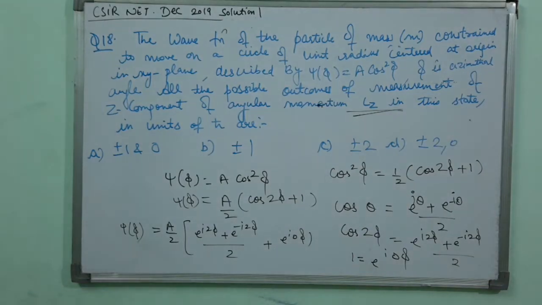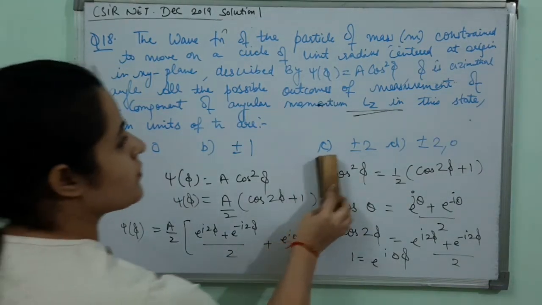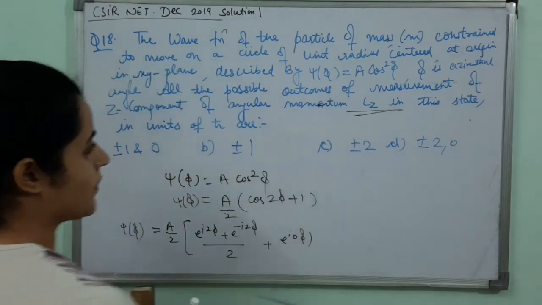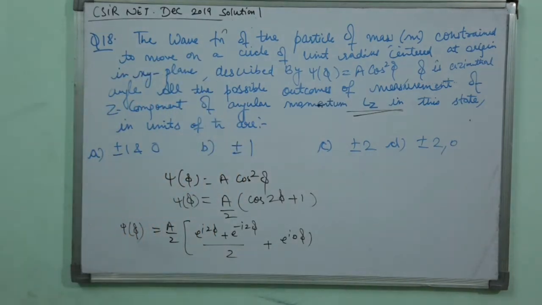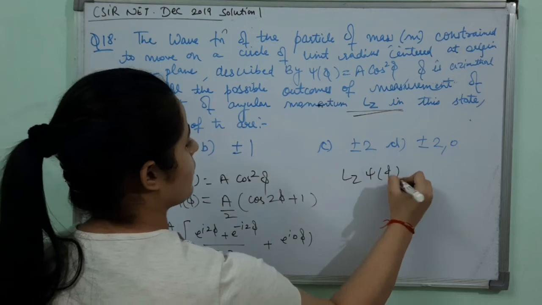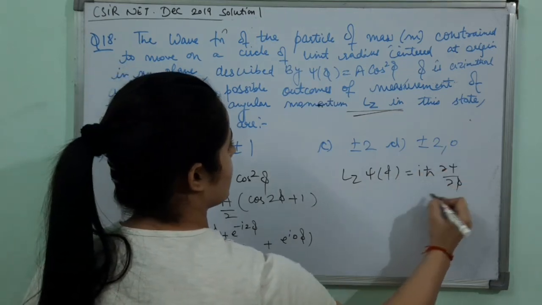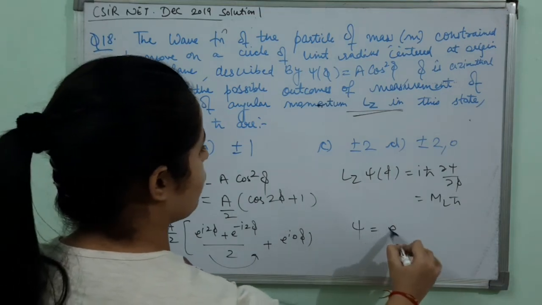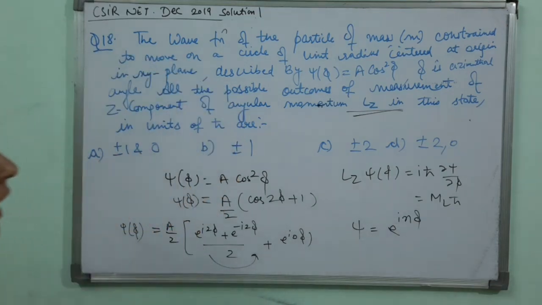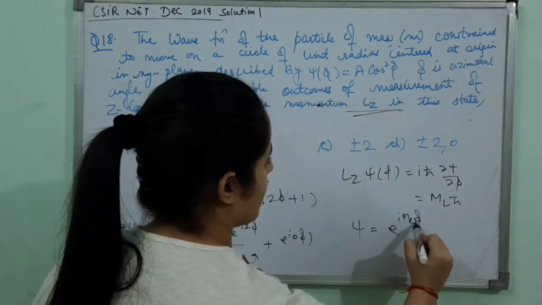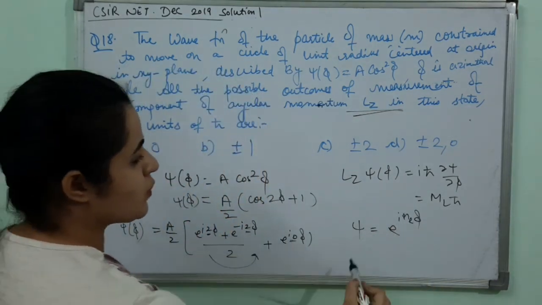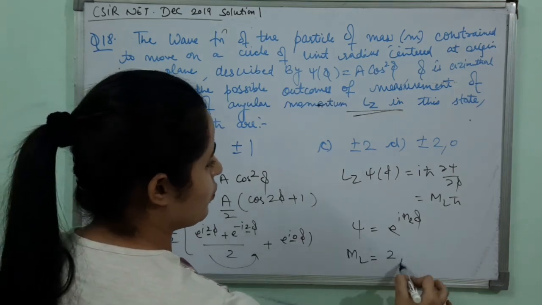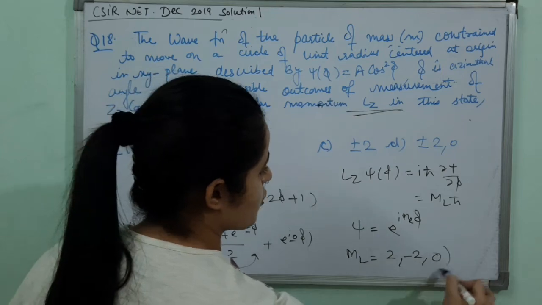Now the next step is that we know that Lz psi(phi) is equal to minus i h bar d psi by d phi, which is equal to m_l h bar. Now psi will be a function of e raised to power i m_l phi. So what will be the values of m_l here? 2, minus 2, and 0, in terms of h bar.